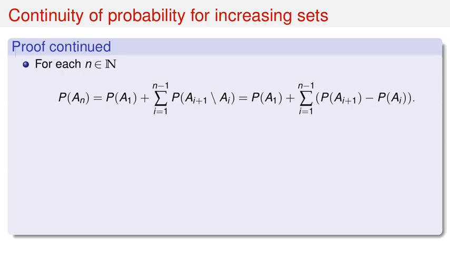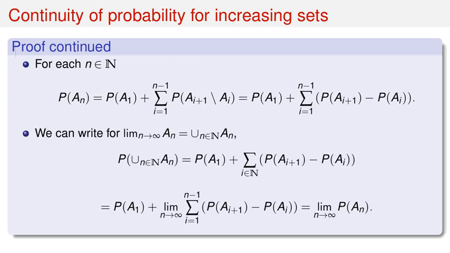For each n in N, P of A_n can be written as P of A_1 plus the sum from i equals 1 to n minus 1 of P of A_{i+1} minus A_i. This is P of A_1 plus the sum from i equals 1 to n minus 1 of P of A_{i+1} minus P of A_i. This is a telescoping sum.